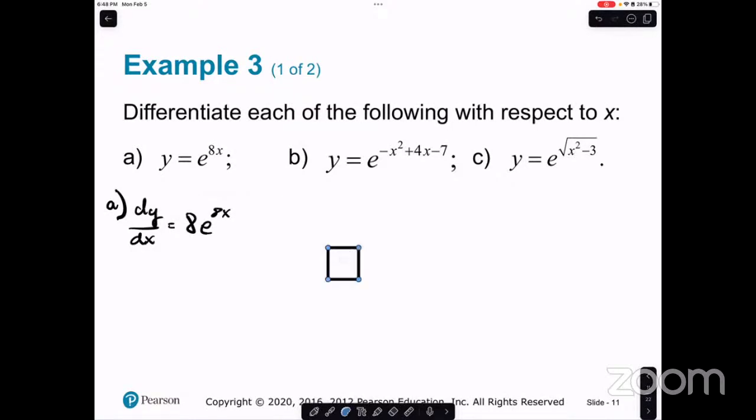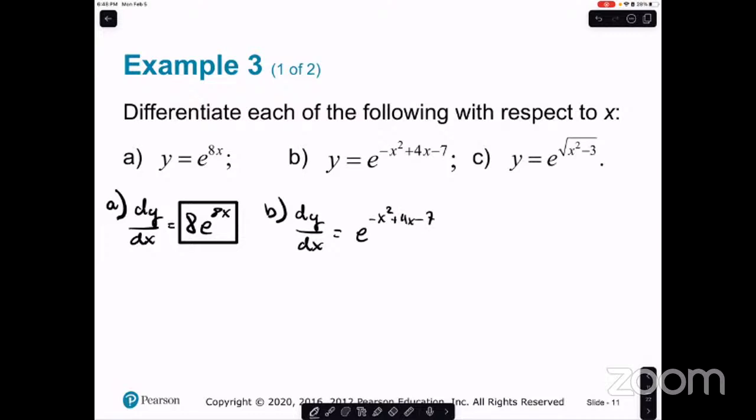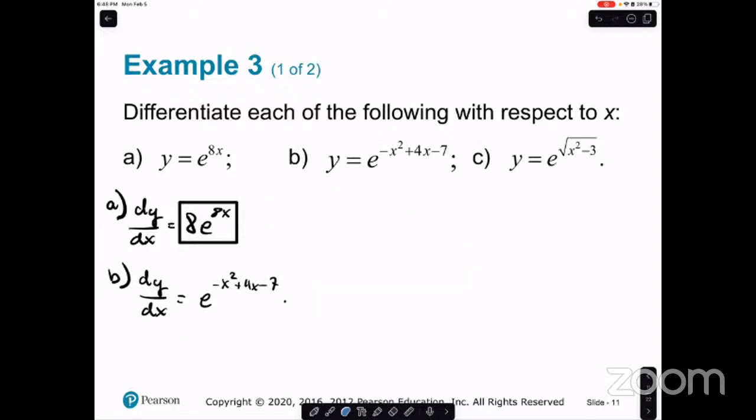So that would be, well, I should have space. Let me work here. So if we say dy by dx, e is its own derivative times the derivative of the power. I am going to move this, I'm not liking how this space is working out. The derivative of that power, negative 2x plus 4. That's it. We just leave it like that. So again, for these, we're just saying the derivative of e is itself times the derivative of the power.